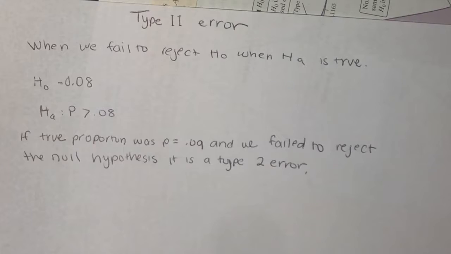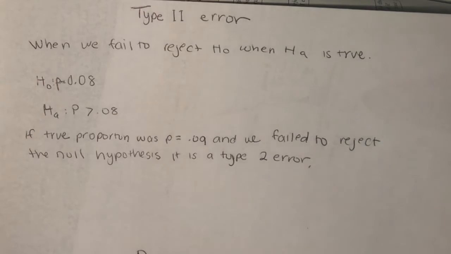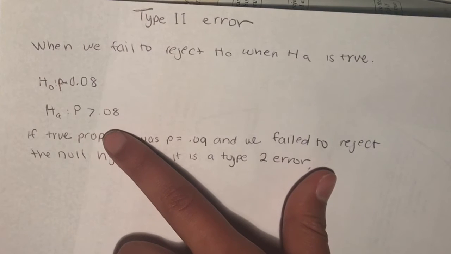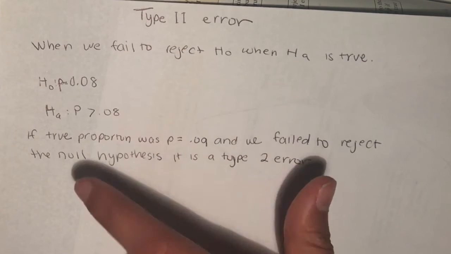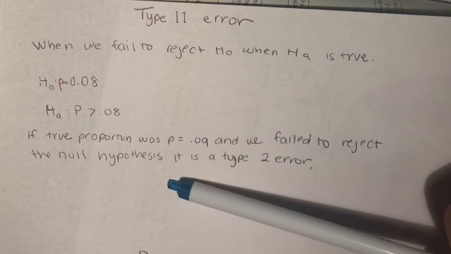The second type of error is called type 2 error, and this is when you fail to reject the null hypothesis when the alternative hypothesis is actually true. So if the null hypothesis was that the population proportion was 0.08, and the alternative hypothesis is that the population proportion is greater than 0.08, a type 2 error would be if the true proportion was 0.09 and we fail to reject the null hypothesis.